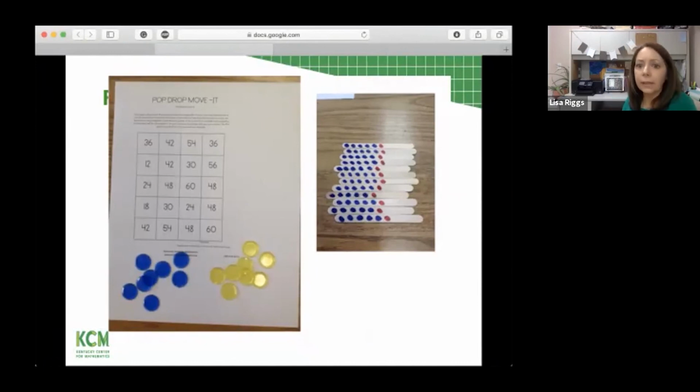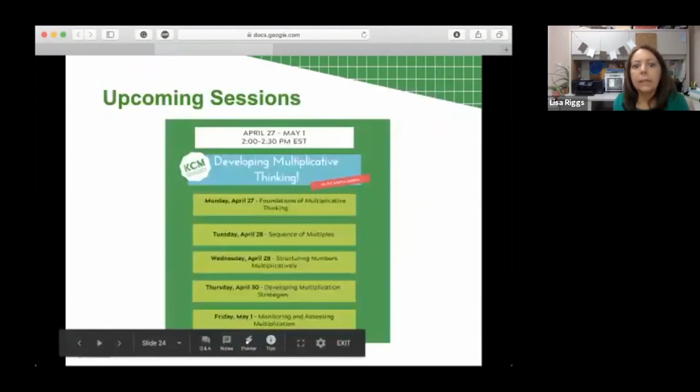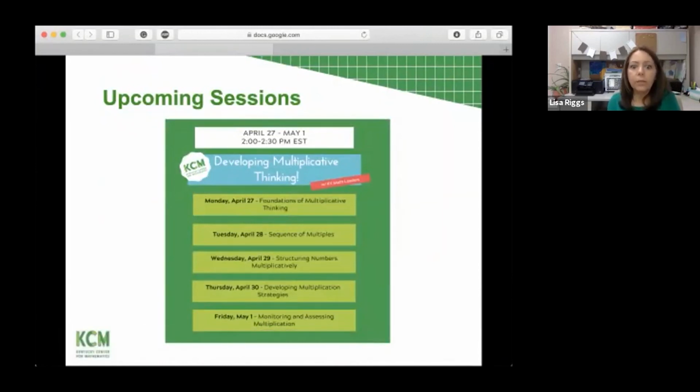And those are explained in our directions. But I will tell you guys, if you haven't used Pop, Drop, Move It, my kids loved it. I always loved it because I know kids are working conceptually to figure out their facts, and the kids love to play this game. So if you've used it, you might want to chime in about that in the chat. But all those resources are in our handouts, and our Developing Multiplicative Thinking continues tomorrow with developing multiplication strategies.